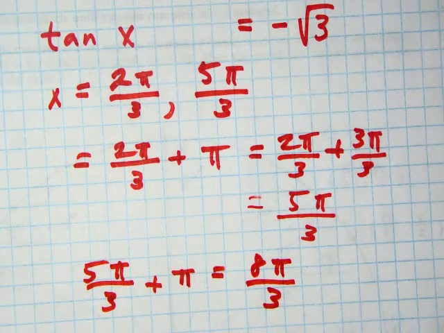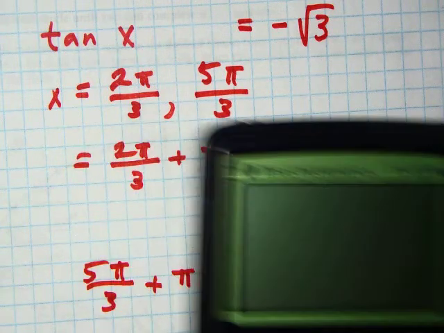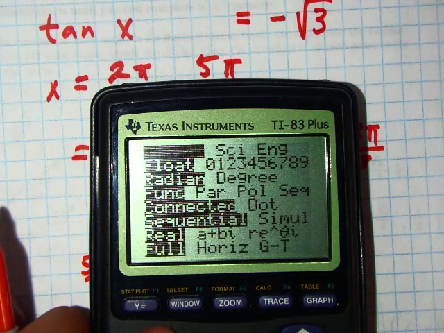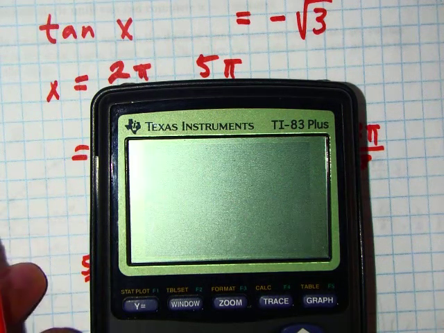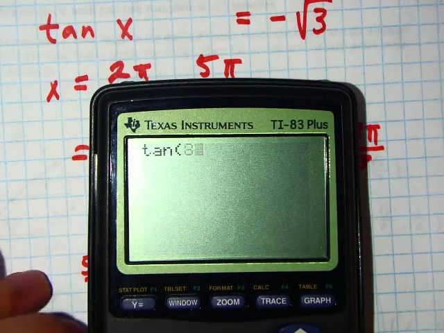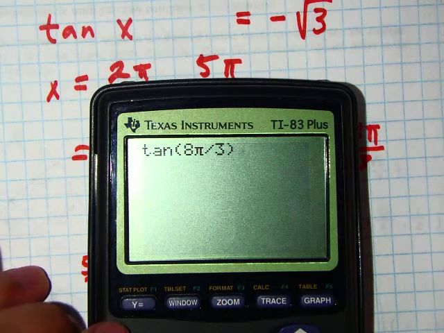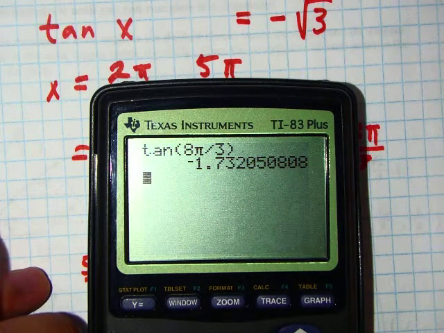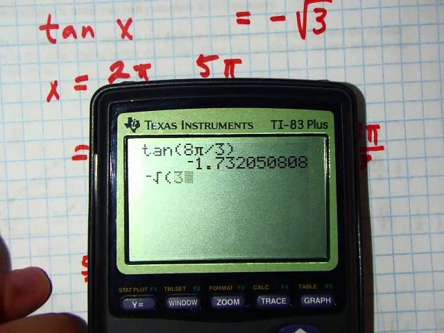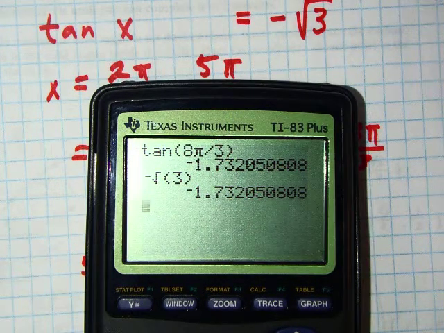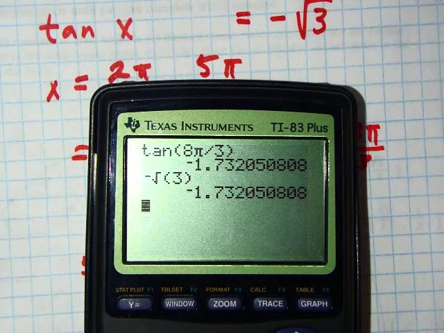Let's check it with our calculator. I'm going to turn this on. Let's make sure our mode's in radian. It is. I want to see what tangent of 8 pi over 3 equals. That equals negative 1.732. Let's see if that's the same thing as negative square root of 3. Aha, it is. So the point is that you can add another pi to all your answers, and therefore you will get the same answer.